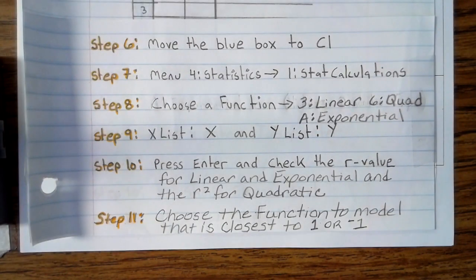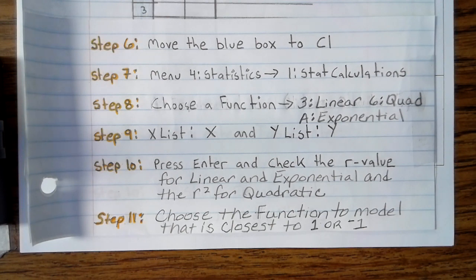Step 6, move the blue box to C1. Step 7, menu, 4 statistics, 1 stat calculation. Step 8, choose a function, 3 linear, 6 quadratic, 8 exponential. Step 9, X list X and Y list Y. Step 10, press enter and check the R value for linear and exponential and the R squared for quadratic. Choose a function that models that is closest to 1 or negative 1.